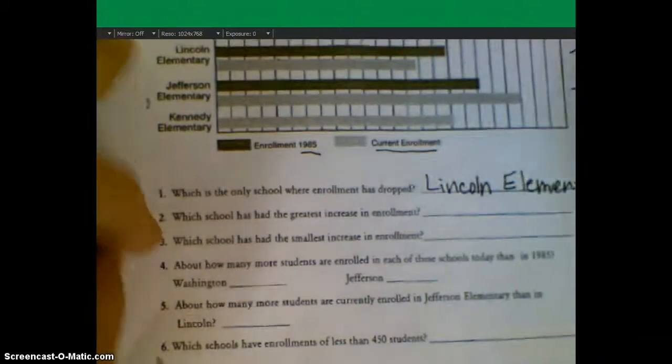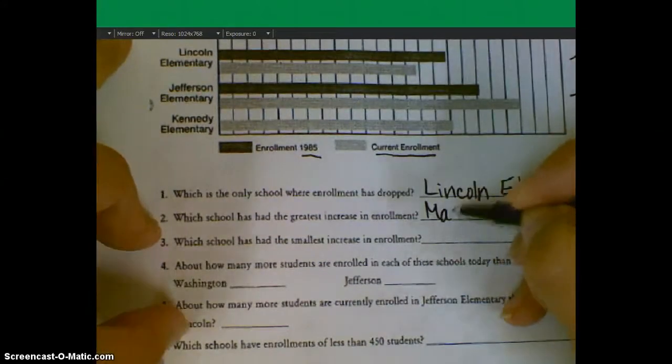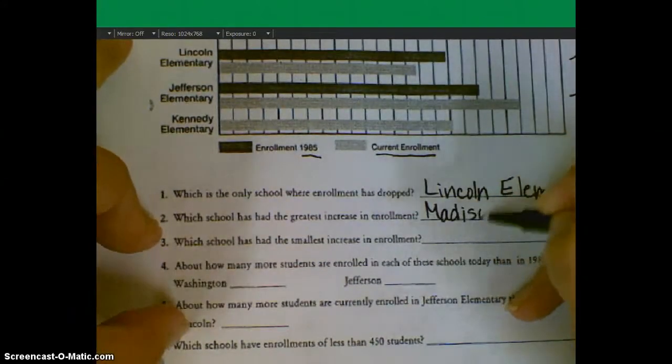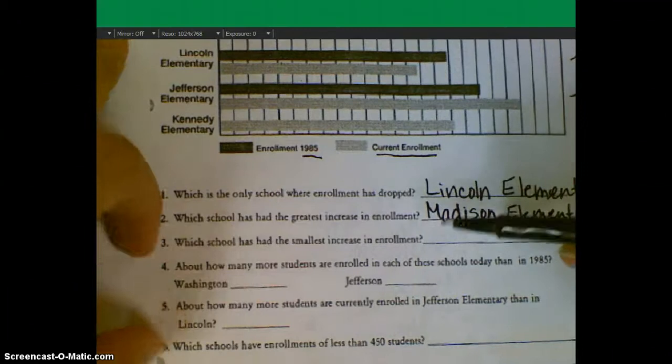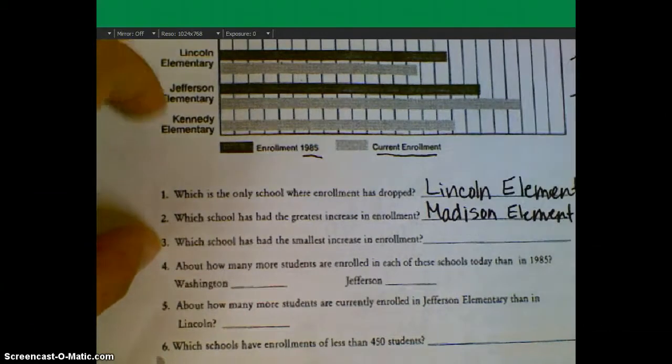So which school had the greatest increase in enrollment? It looks like it was Madison. Again, capitalize, it's a proper noun. Elementary is also part of a name now, so it has to be capitalized. Which school has the smallest increase?